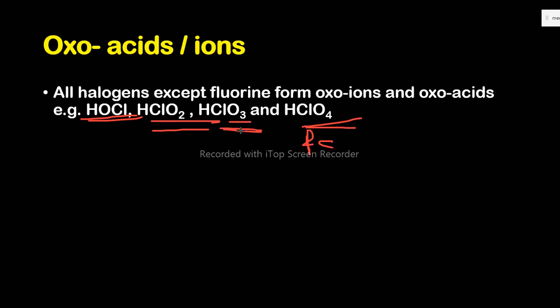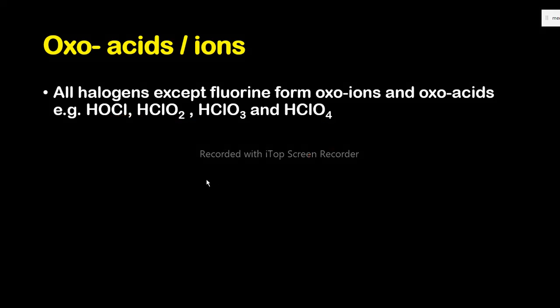Then this is a chlorate. This is perchlorate. This is a chlorate. And this is chlorite, and this is a hypochlorite. So these are the oxo acids. And if you are to study their structures, I think that's what should come next.